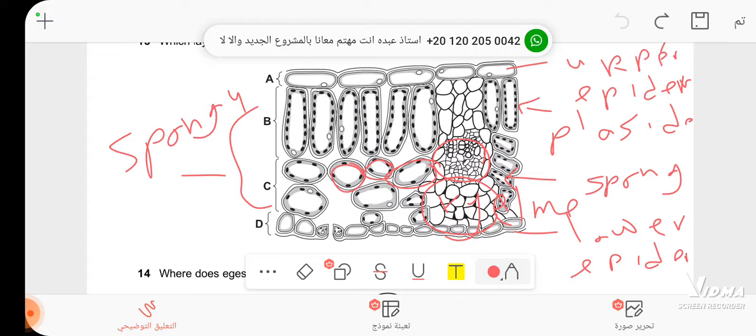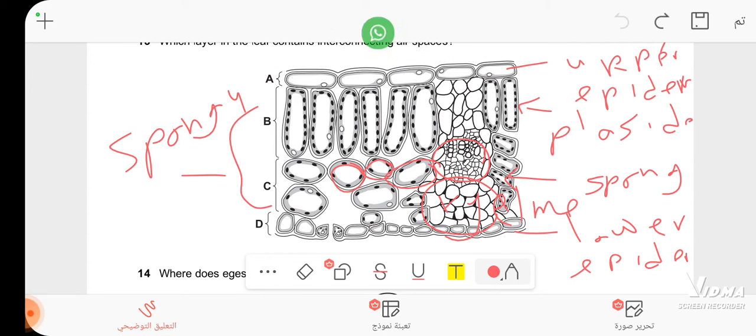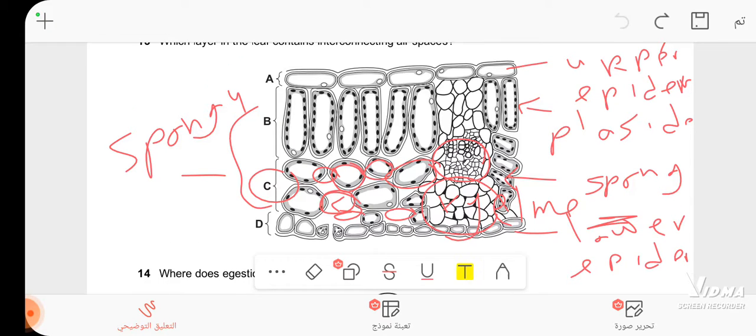Then the water will move by diffusion to these air spaces. So air spaces are found here between the spongy mesophyll, at C. And the answer to question number 13 is, of course, C.